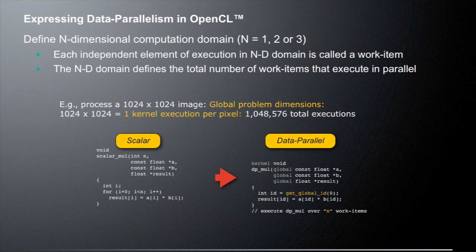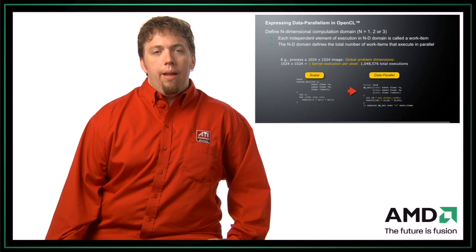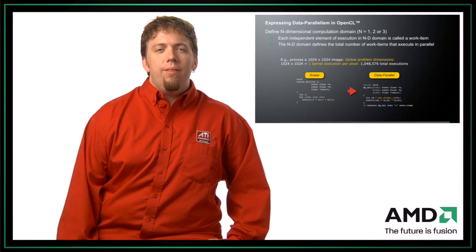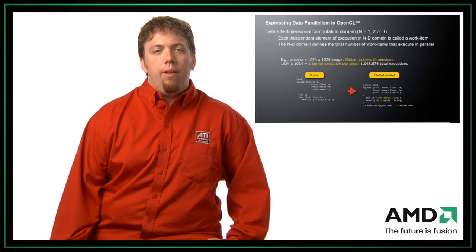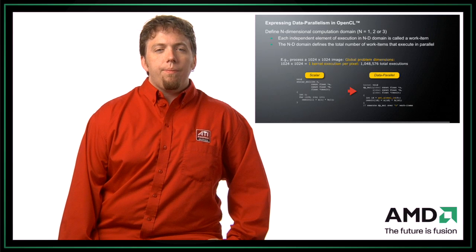Let's first talk about how we can express data parallelism in OpenCL. Let's say we want to define an n-dimensional computation domain, where n is equal to 1, 2, or 3. If n is equal to 1, that would be a vector, just a one-dimensional array. If n is equal to 2, that's something like an image. Or if we wanted to process a volume, that would be n equal to 3.